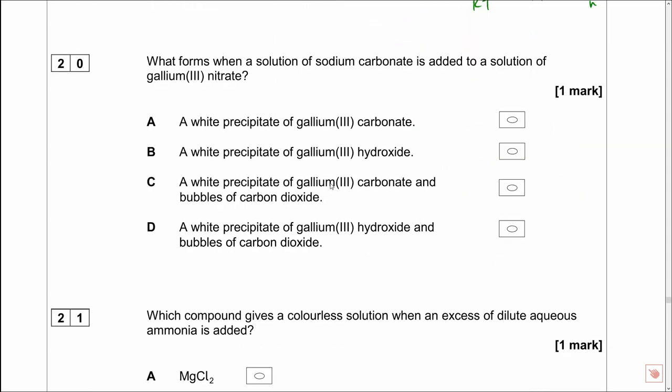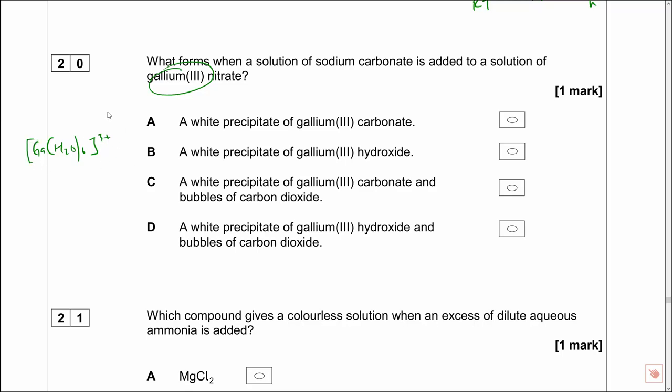20, what forms when a solution of sodium carbonate is added to a solution of gallium 3 nitrate? There's 35 of these, by the way. Oh my god. This is a sneaky question. It's all about the fact that it's gallium 3, and I can't remember if gallium is Ga, but I think it is.